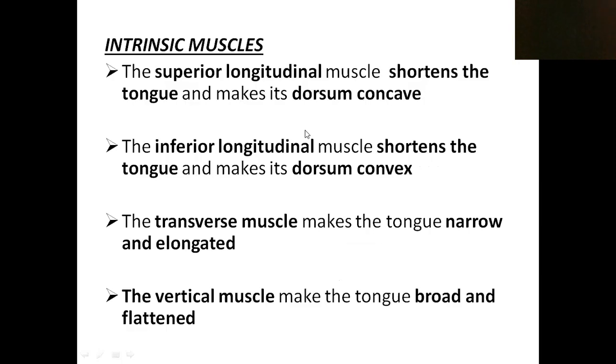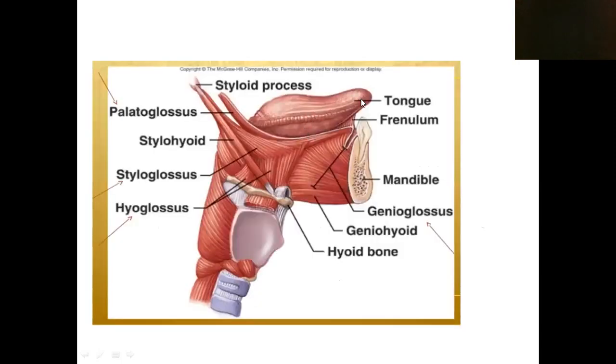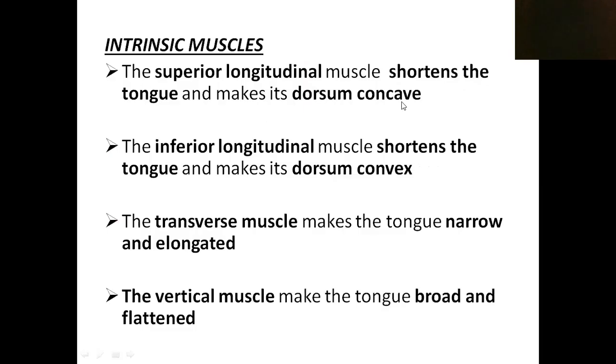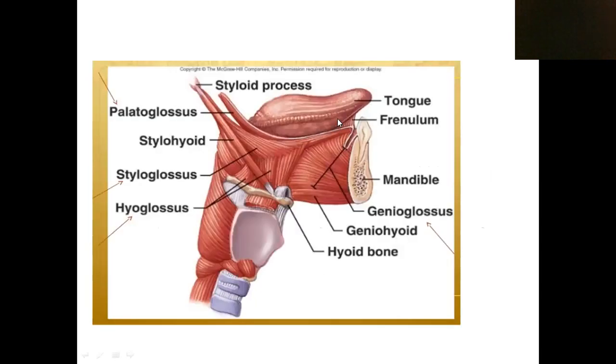Superior longitudinal muscle. This is the tongue. The superior longitudinal muscle is seen near the superior surface. Longitudinal means a long length, from the tip to the posterior end. When that muscle contracts, it shortens the tongue and makes the dorsum concave. Then the inferior longitudinal muscle. When that muscle contracts, it also shortens the tongue and makes the dorsum convex.